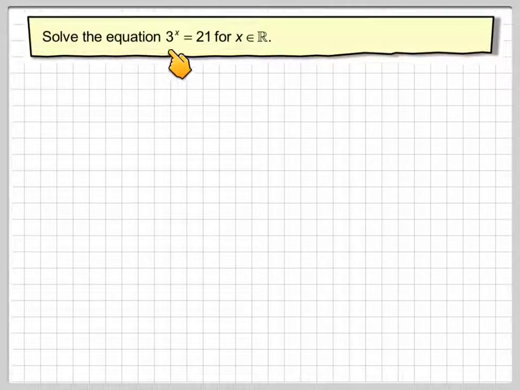Solve the equation 3 to the x is equal to 21 for x belonging to R. So in this video I'm going to show you two ways to solve this equation. One is sort of a general method, and it's quite useful for equations which are more complicated.